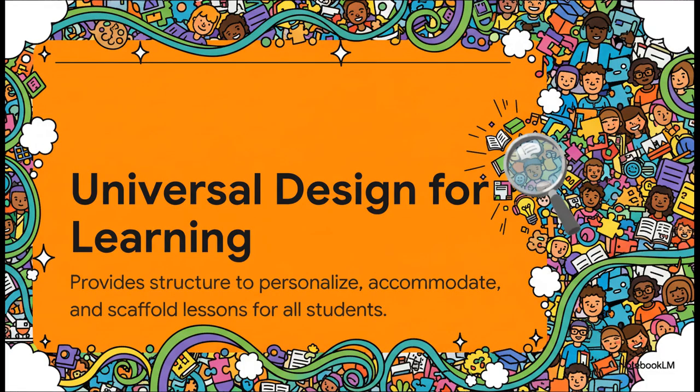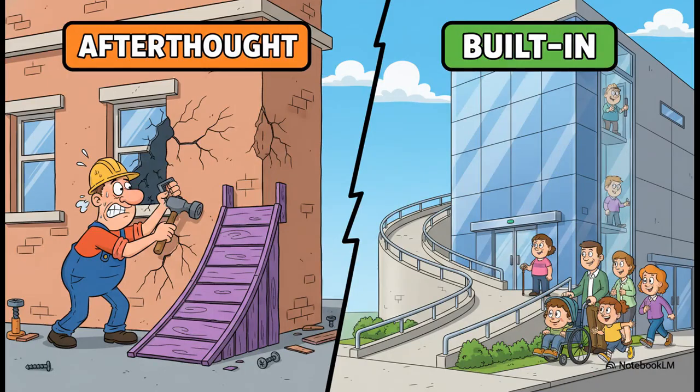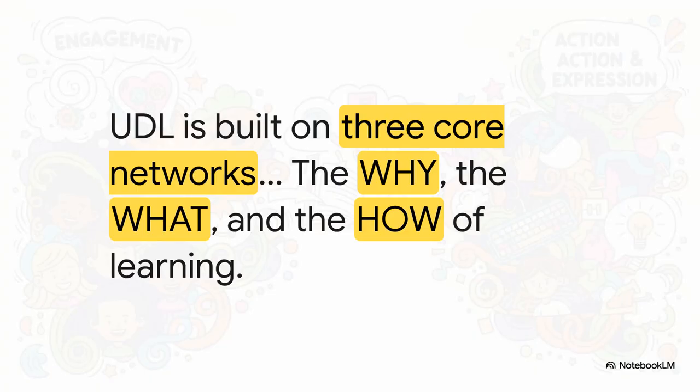Now, the official definition is right here. It's a framework that gives us a structure for personalizing and supporting learning. But really, what it is, it's a way of thinking that helps us anticipate and plan for the incredible variety of learners we have in our classrooms. My favorite way to think about it is through architecture. You wouldn't build a brand new building and then decide to add ramps or an elevator. No way. You design those things in from day one. UDL is just that same idea, but for designing lessons. It's proactive, not reactive.